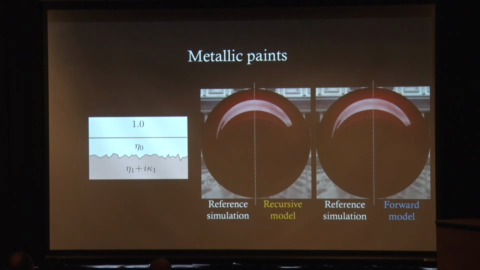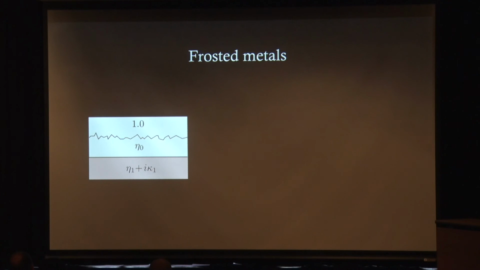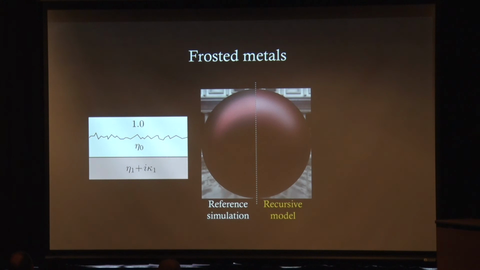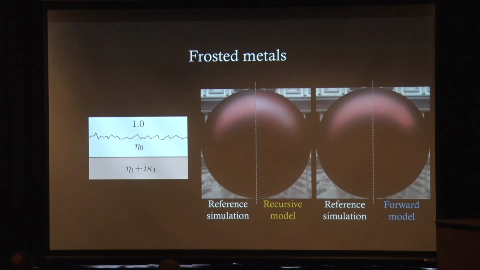Where the forward model really shines, though, is when you switch the roughness of the interfaces like this. And so you have material that is like a frosted metal, for instance. Now, the recursive model doesn't work very well, but the forward model gives a really good approximation.